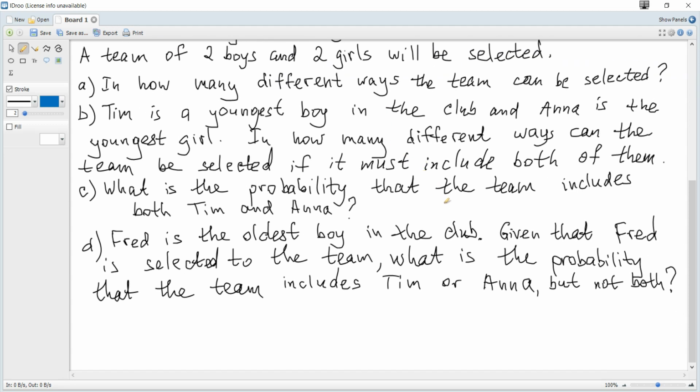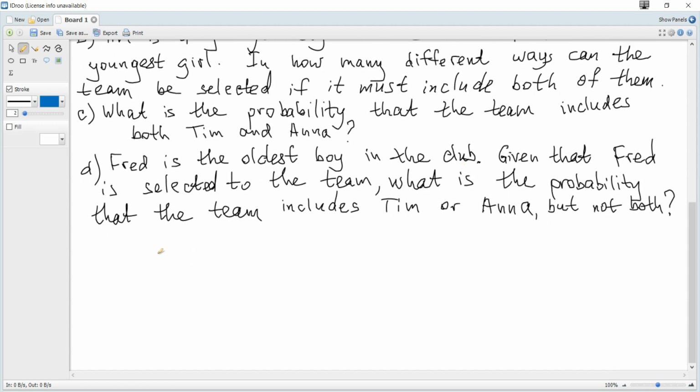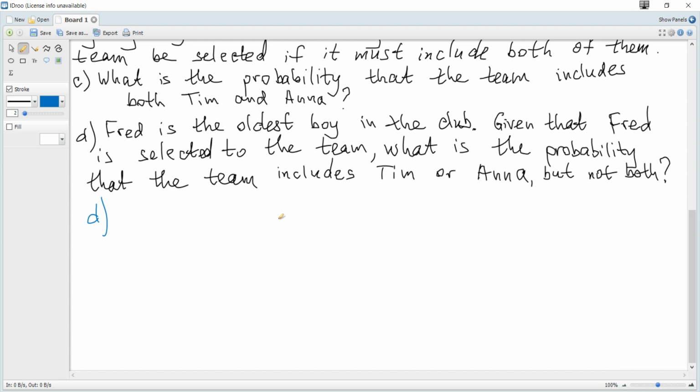D. Fred is the oldest boy in the club. Given that Fred is selected for the team, what is the probability that the team includes Tim or Anna but not both? There are 2 ways to solve this problem, using probabilities and using combinations. So we need the probability of Tim or Anna given Fred is chosen.